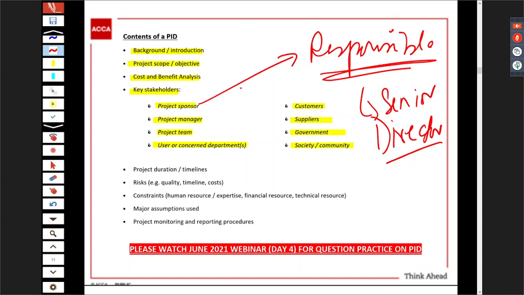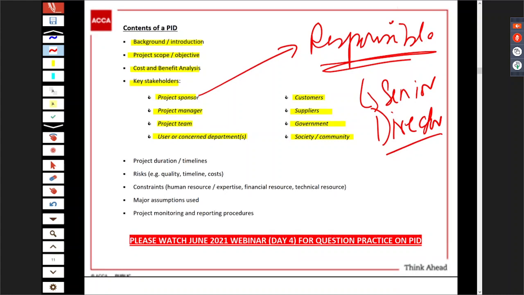You got it. And then project duration has to be mentioned. Will it take 6 months? What is the timeline we are looking at? Any major risks about the project should be mentioned in the project initiation document. Constraints like resources, basically human resource, financial resource, major assumptions used in all these things, like you saw that financial projection things, and how the project will be monitored and reporting procedures, all those things.